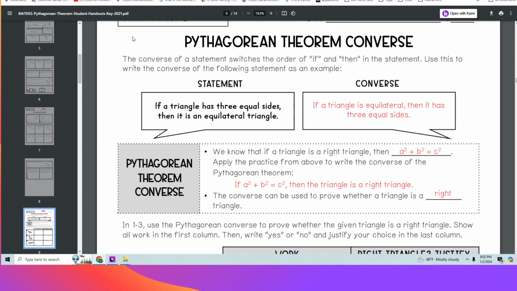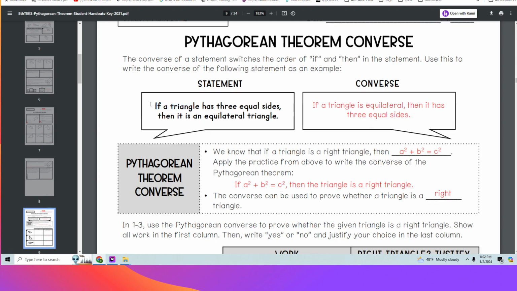So if I said, if it rained, then the animals are wet. The converse of that would be if the animals are wet, then it rained. So I'm switching basically the if conditional statement and the conclusion of the statement.